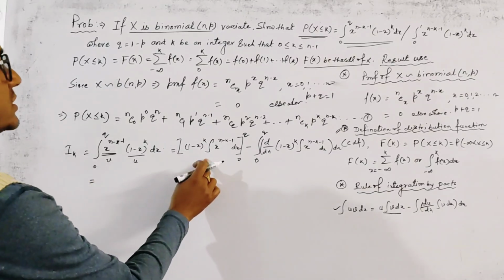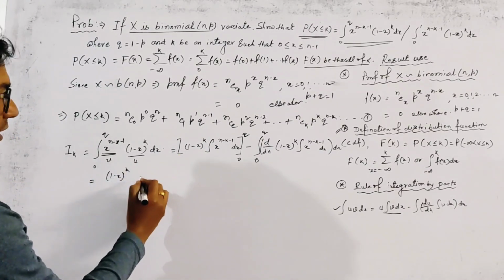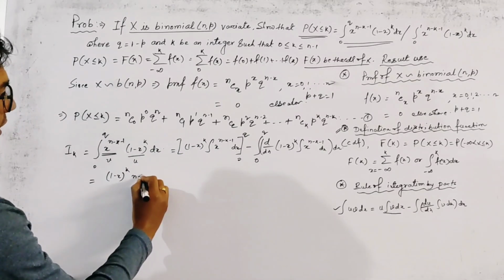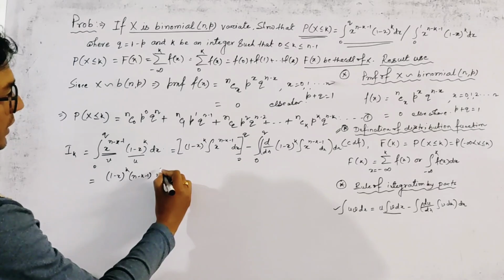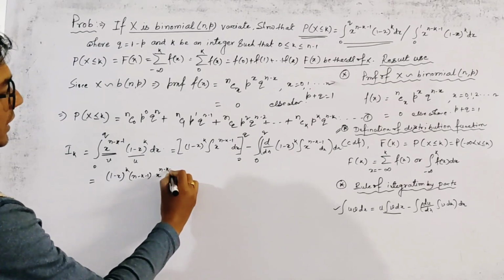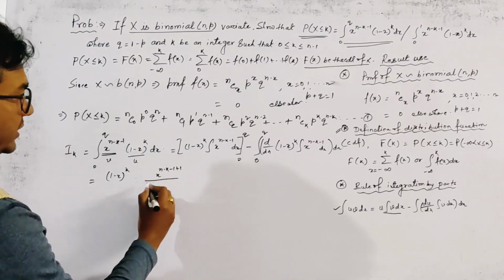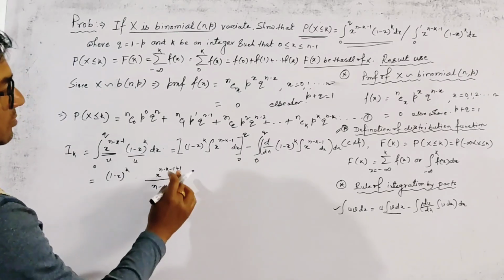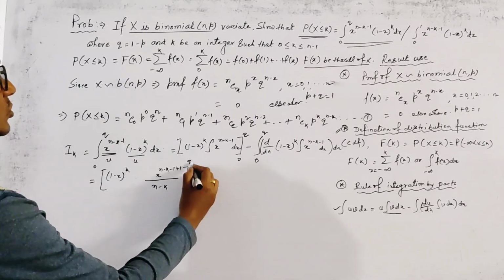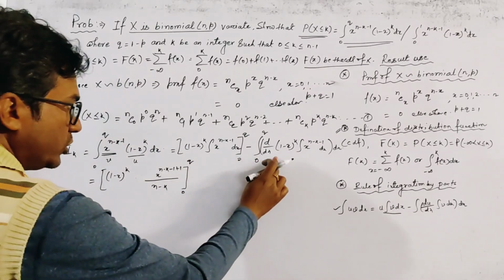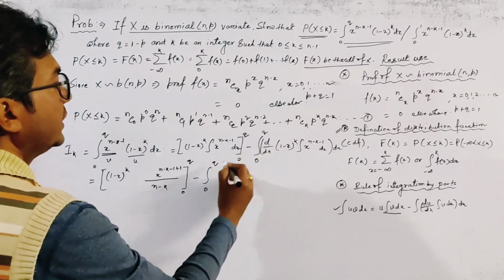And now from the first term we get (1 minus x) to the power k into x to the power n minus k minus 1 plus 1. Sorry, this is not into, this is divided by n minus k, because the 1 cancels out, and the range is 0 to q. And for the second term we get, this is integration 0 to q.